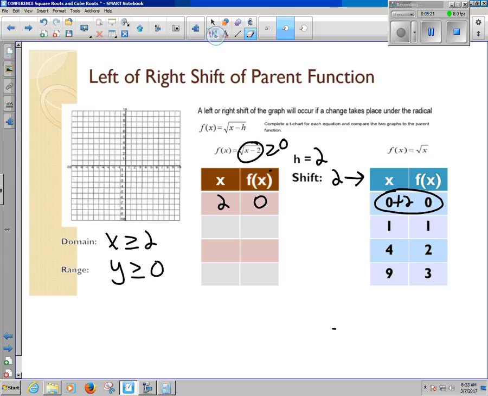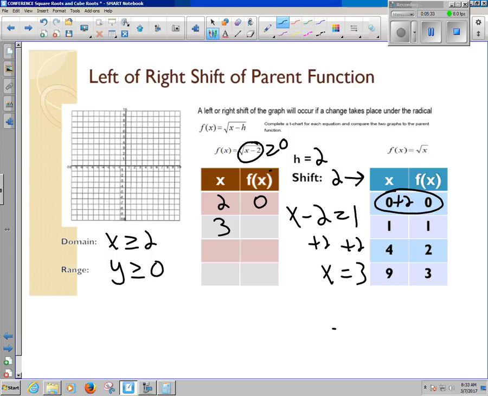Okay. So our next point was 1, so we'll set x minus 2 equal to 1. And if I add 2 to both sides, I get x equals 3. So I think 3 is my next good point for x. And f of 3 here is going to be the square root of 3 minus 2, which equals the square root of 1, which equals 1. Okay, so again, if I look at my y parent graph, it's exactly the same. This makes sense. It didn't shift up and down at all.